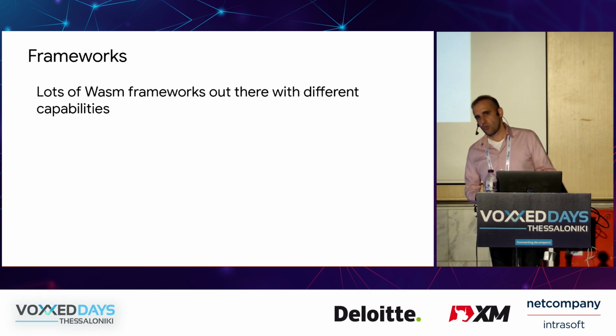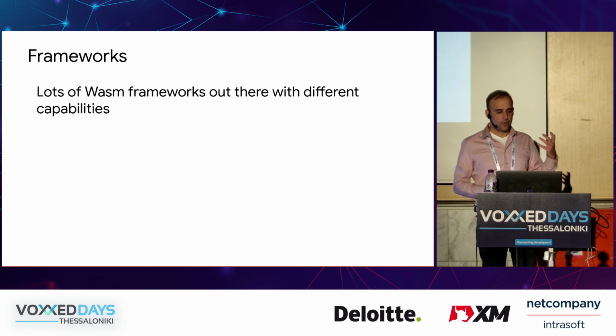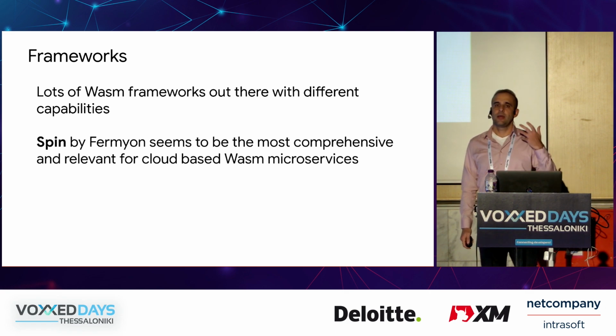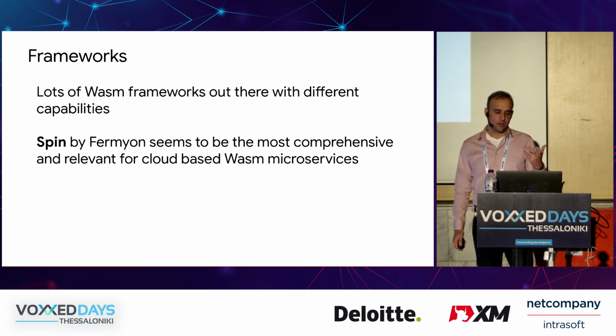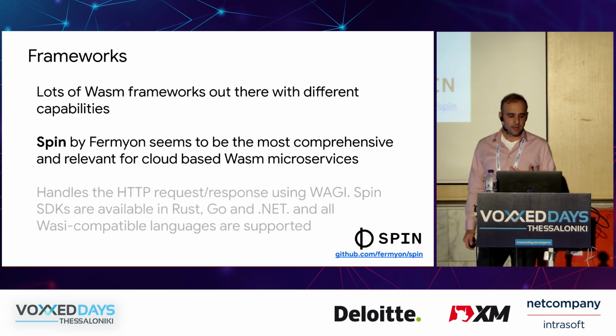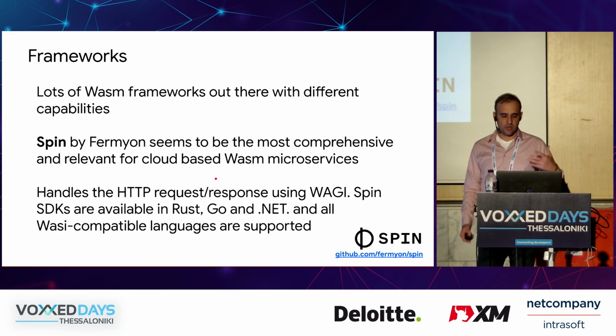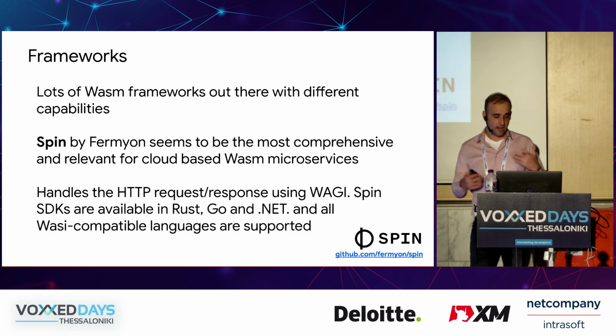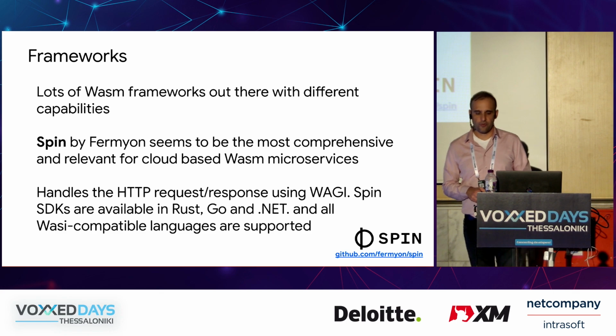Well, first of all, there are a lot of WebAssembly frameworks out there, but if you are looking into running WebAssembly with microservices or cloud microservices, then I suggest you look into Spin. It's a framework by Fermyon, which is a startup, and it is focused on microservices with WebAssembly. It gives you a Spin SDK, and it handles all the HTTP requests and responses for you. And they have SDKs available in Rust, Go, .NET, and other languages. So it's basically a good place to start from.